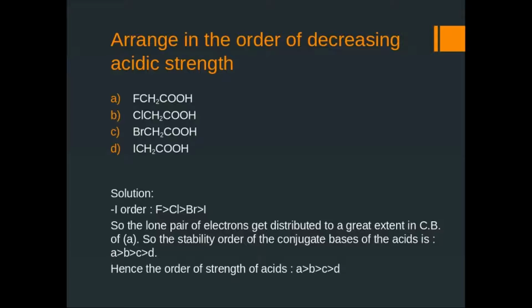Fluorine, being the most electronegative, will pull the electrons towards itself, so the negative charge density will be distributed over the entire molecule, and so the fluoroacetic acid will be more stabilized, after which follow chlorine, then bromine, and then iodine. Hence the decreasing order of acidic strength is as follows: first fluoroacetic acid, then chloroacetic acid, then bromoacetic acid, and then iodoacetic acid.